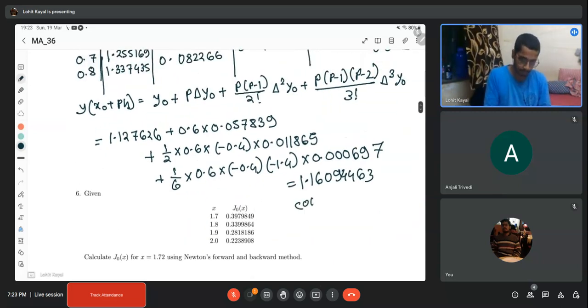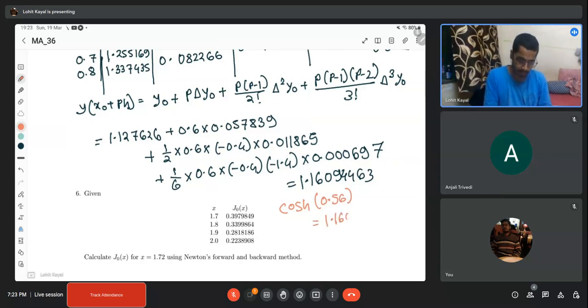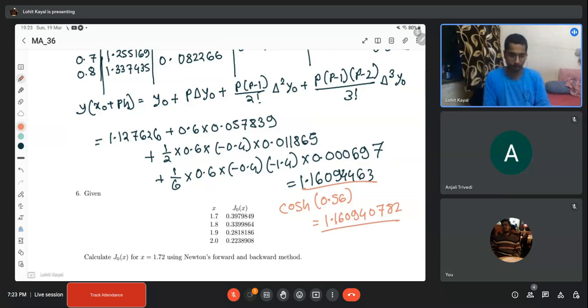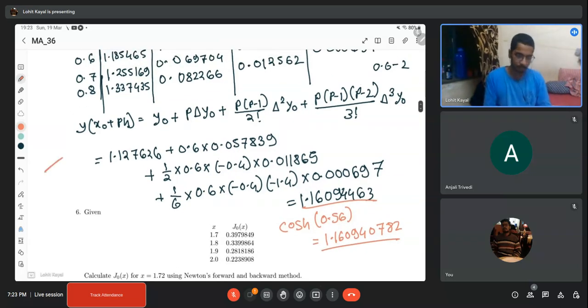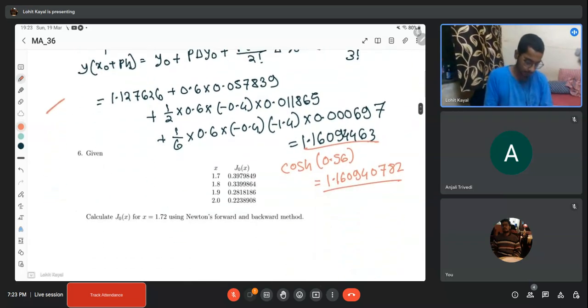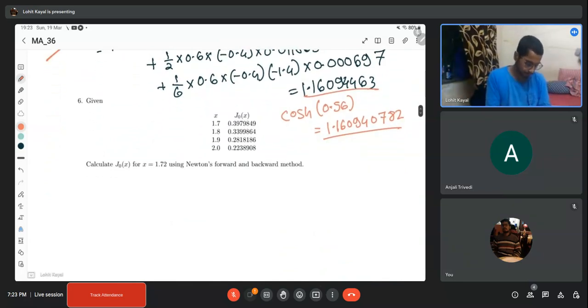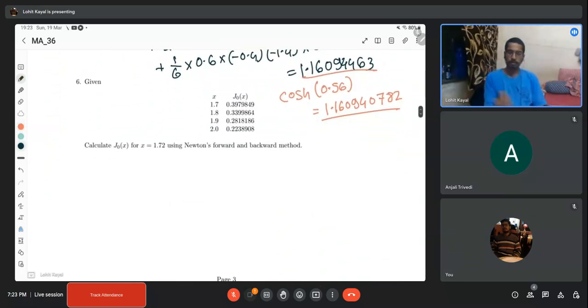Now, if you check in the calculator, I am writing the correct analytical expression, because this is an approximation, right? The correct analytical expression of cosh 0.56 is equal to 1.16094078. So you can see that this number and this number are very close to each other, so the approximation is correct. Okay, right. Now let us do another problem.